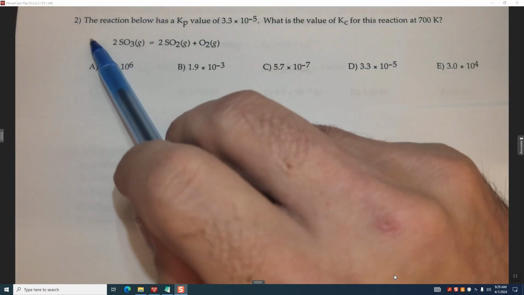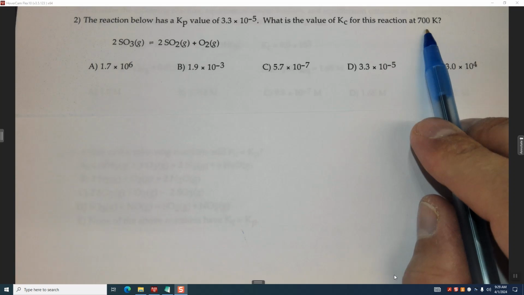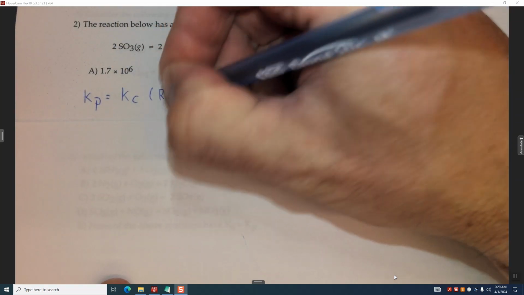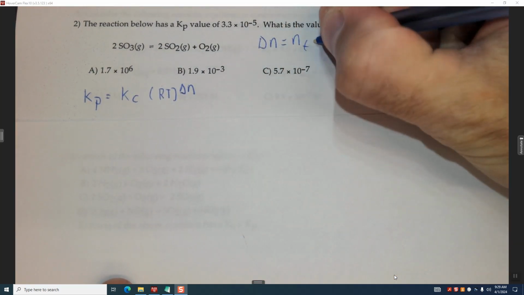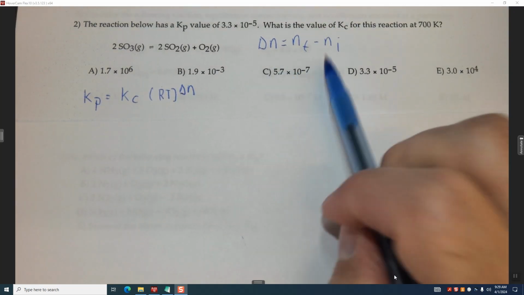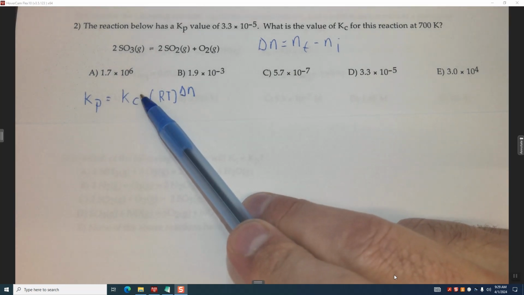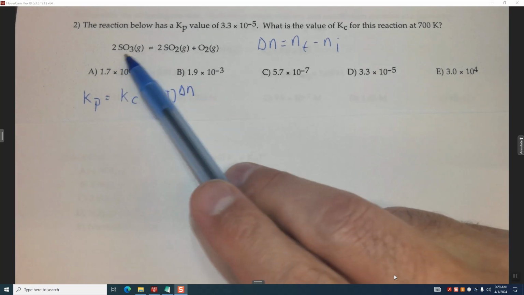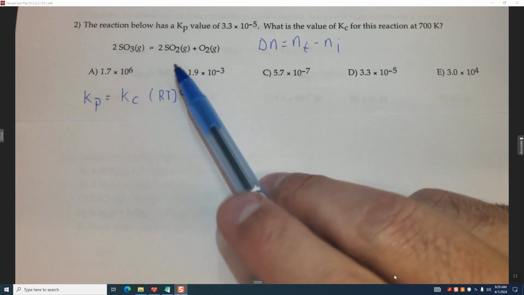Alright, number 2 says, the reaction below has a Kp value of 3.3 times 10 to the negative 5. What is the value of Kc for this reaction at 700 Kelvin? So, if you recall, Kp equals Kc times RT to the delta N, where delta N equals Nf minus Ni. N is moles, and in this case Kp is pressure and Kc is molarity, basically. So basically we're looking for the change in number of moles of gas. So notice if things were not gases, in this case they're all gases, so it's just the change in the number of moles. But if something was not a gas, it would not count as moles.